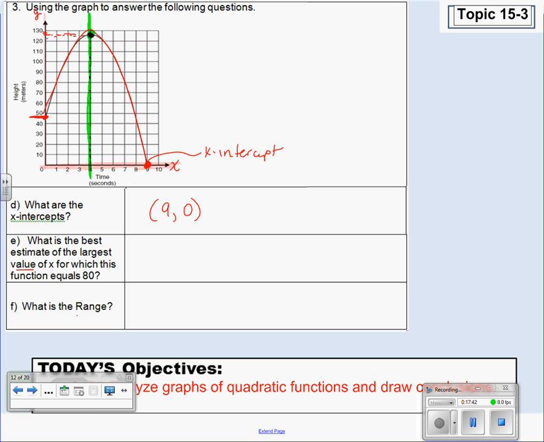So a question that could be asked for an x-intercept, instead of saying what's an x-intercept, the question could be, how much time must pass before it reaches a height of 0? Again, if y is my height, then the height is 0, time is going to be 9 seconds.